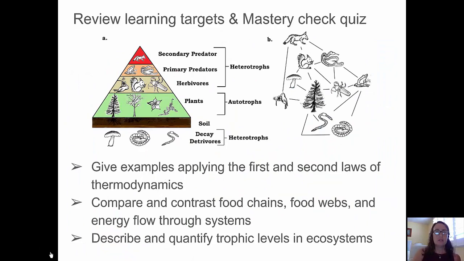Well, I think we've done a pretty good dive into the simple ideas about ecology and ecosystems, and so we're ready for a review of our learning targets and our mastery check quiz. So give these a look over.